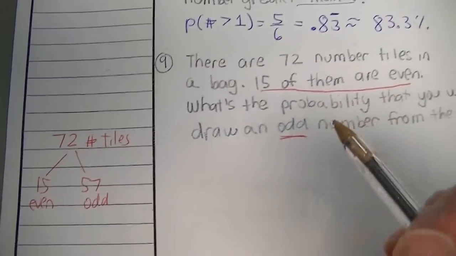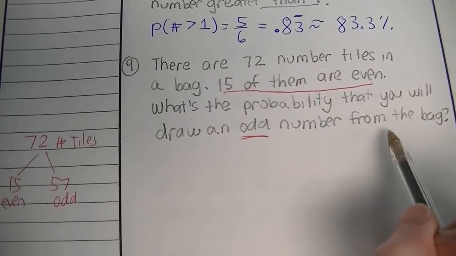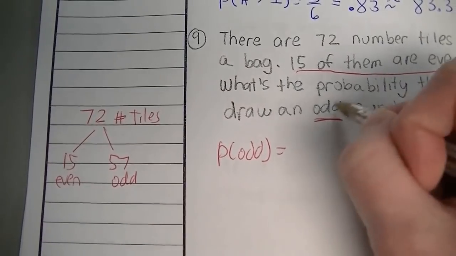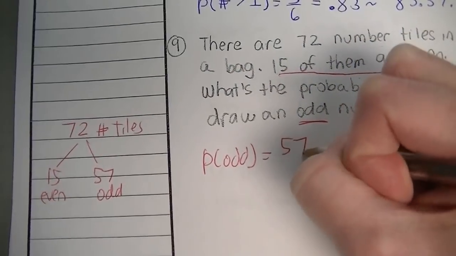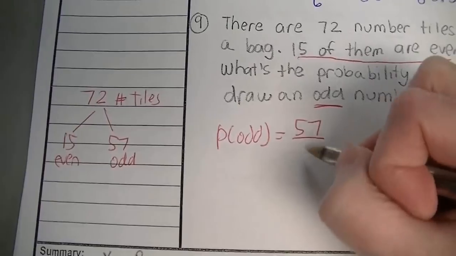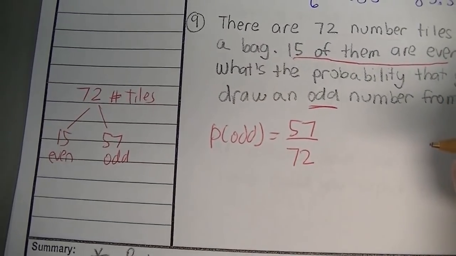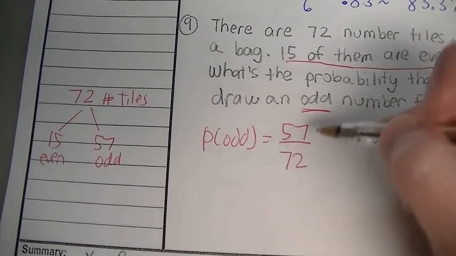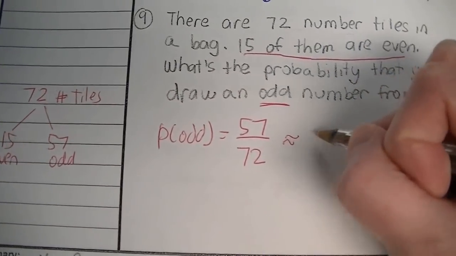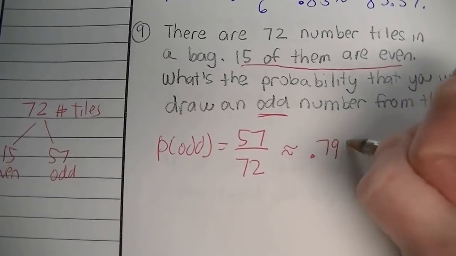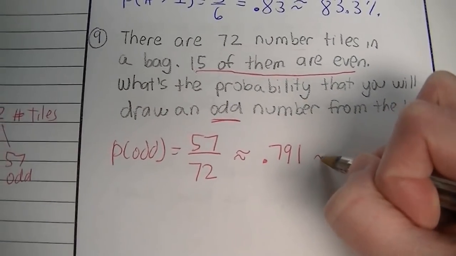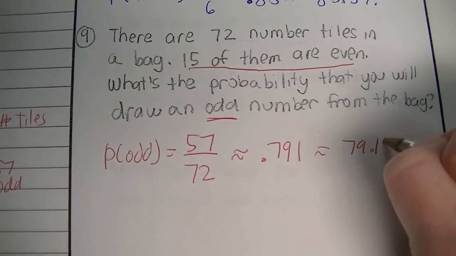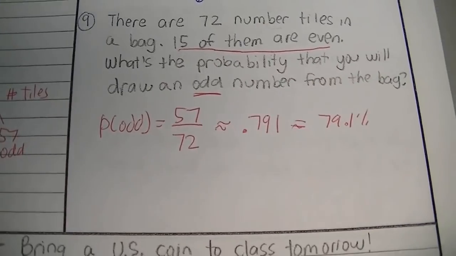Now I think we can answer our question. What's the probability that you'll draw an odd number from the bag? How many odd ones were there? There are 57 of them, out of how many possibilities? 72. Does that simplify? I don't think that simplifies as a fraction. So let's go 57 divided by 72, and I get approximately 791 thousandths, which would be 79.1%.